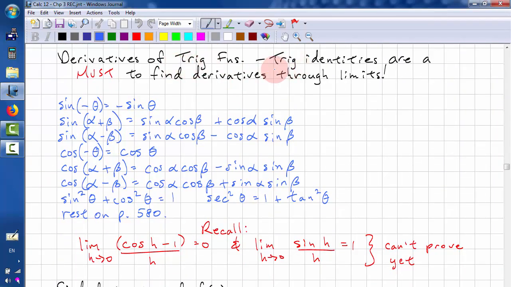If you're going to prove the derivatives of the trig functions, you need to know trig identities. Otherwise, you won't be able to solve the derivatives with limits. Just a reminder, here are your basic trig identities. We need the sum and difference identities, and if you don't know them, you can look them up in your textbook on page 580.